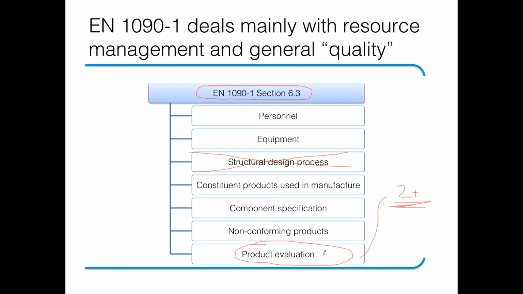This product evaluation can be thought of as the final inspection, even though it's not really quite that, but it makes it much easier if you just think about it as a final inspection that you make, in which you make sure that you have met all the relevant requirements, and usually we just take care of this product evaluation with a checklist.